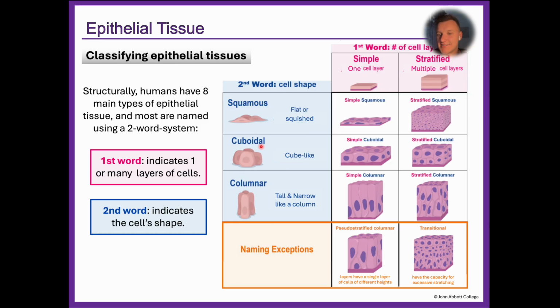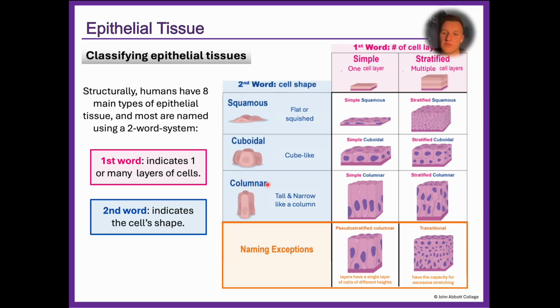Cuboidal, it says it in its name. It's cube-like, right? So this is a simple cuboidal. Simple because it's simply one layer. Cuboidal because they're cube-shaped. This is stratified cuboidal, however, because there's more than one layer and it's cube-like cells, okay?